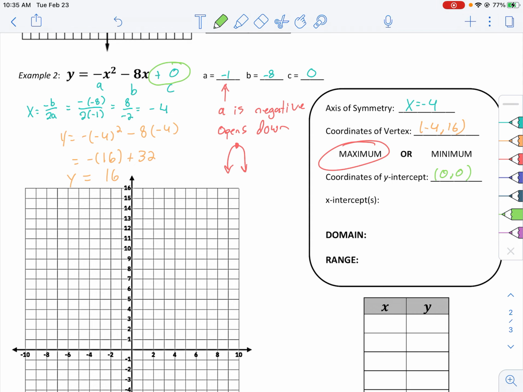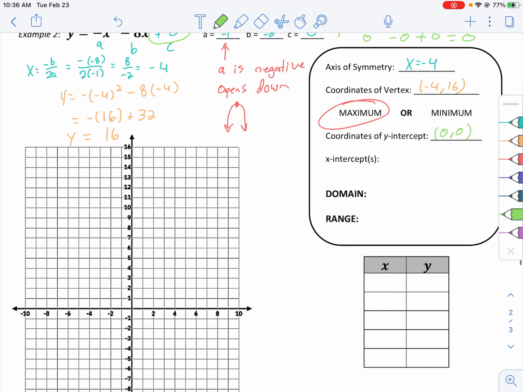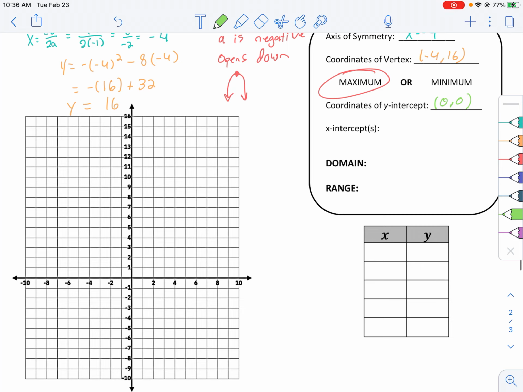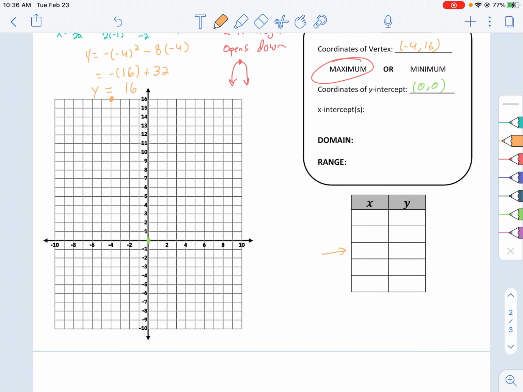Remember, you can also just plug 0 in for x, so y equals negative 0 squared minus 8 times 0 plus 0, so that's 0 minus 0 plus 0, which is 0, right? So we know that we have 0, 0 as a point. We also know the vertex is negative 4, positive 16. So negative 4, positive 16 puts us right here. And as always, in the middle, you put the vertex in our table. So negative 4, positive 16.